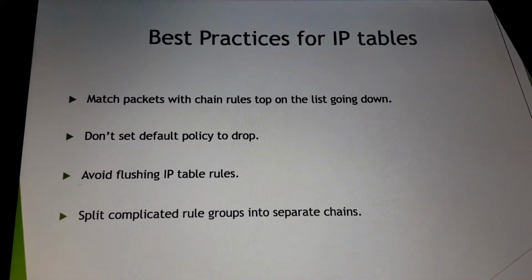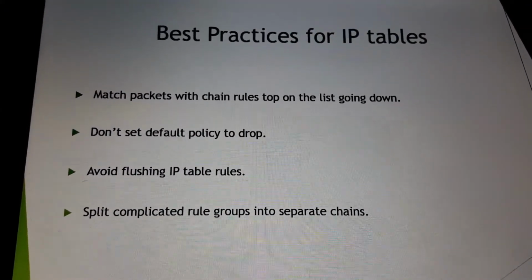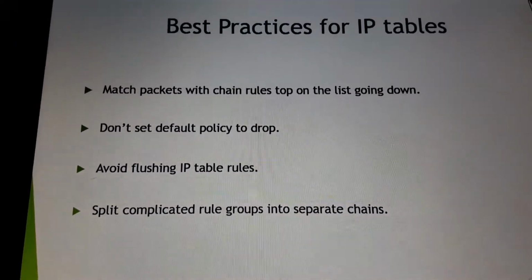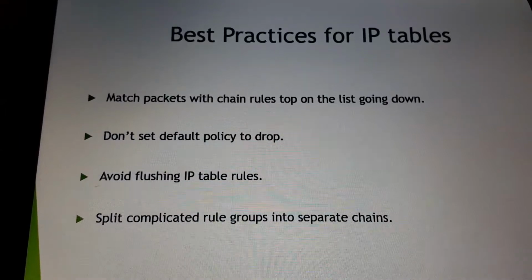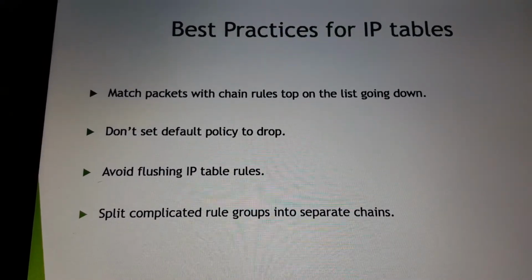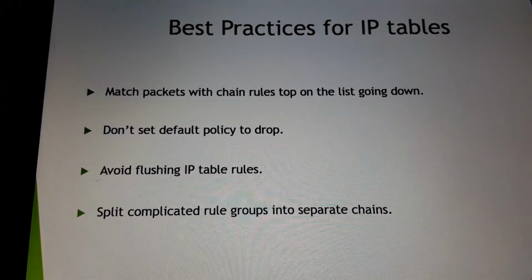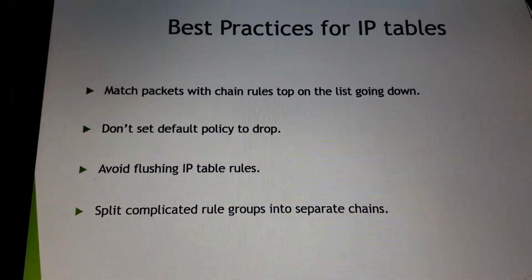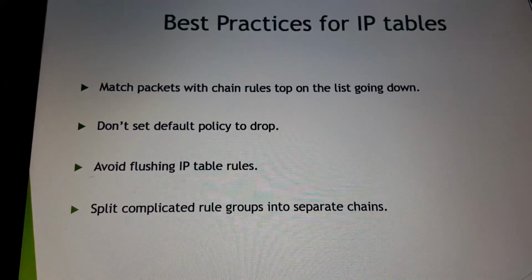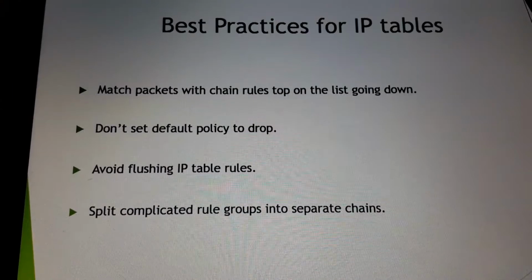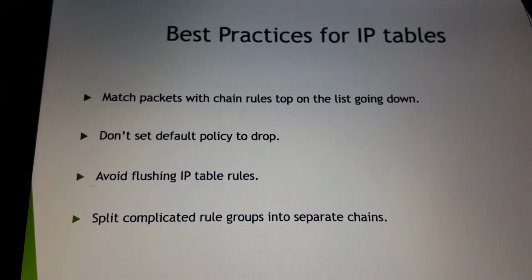So what are some of the best practices for iptables? Some of the best practices for iptables are matching packets with chain rules from the top of the list going down, and avoiding setting default policies to drop, that is, dropping traffic. Also, unless very necessary, you should avoid flushing iptables rules, and split complicated rule groups into separate chains.